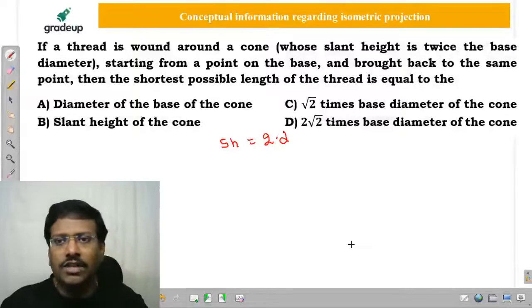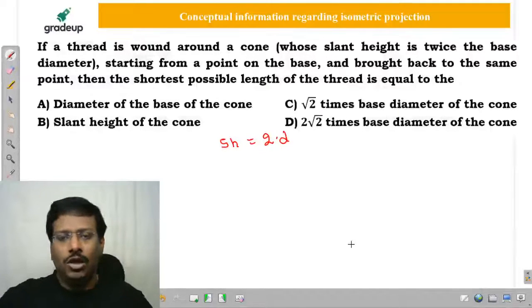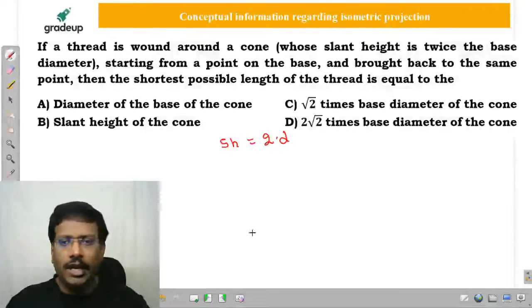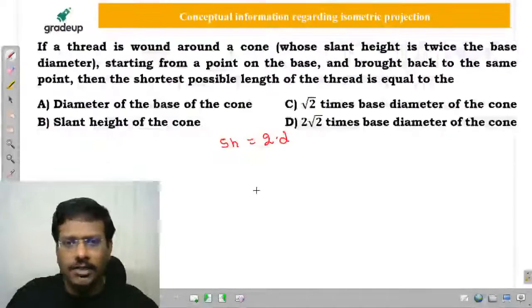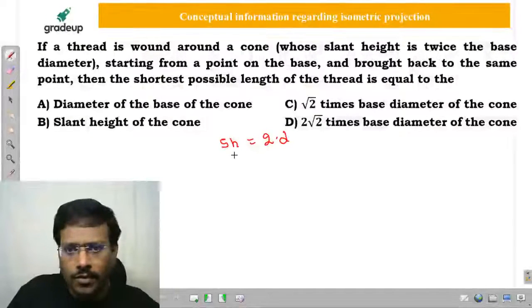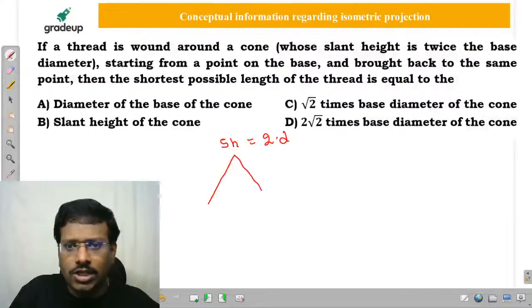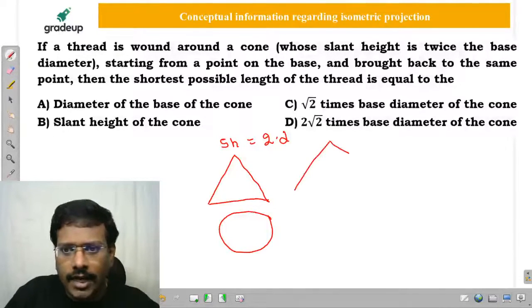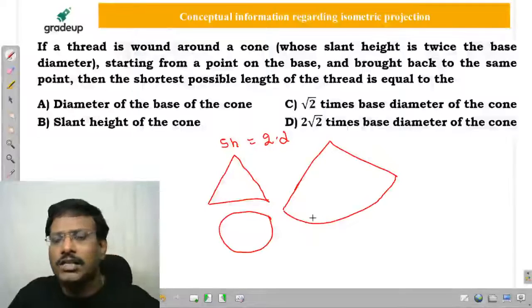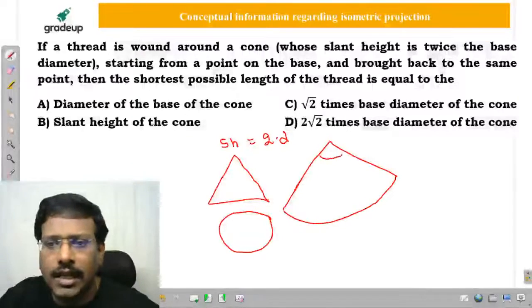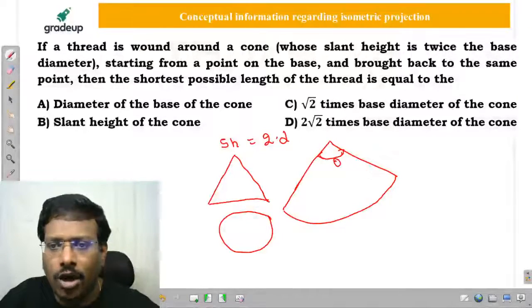What is the length of the thread you required? Just now if you consider this particular diagram, what is it? The same thing, sir. So if it is a cone, the front view is an isosceles triangle, top view is a circle, the development is a sector. But what is the feature of this particular sector? Let us consider this is theta. We already know how much it is.